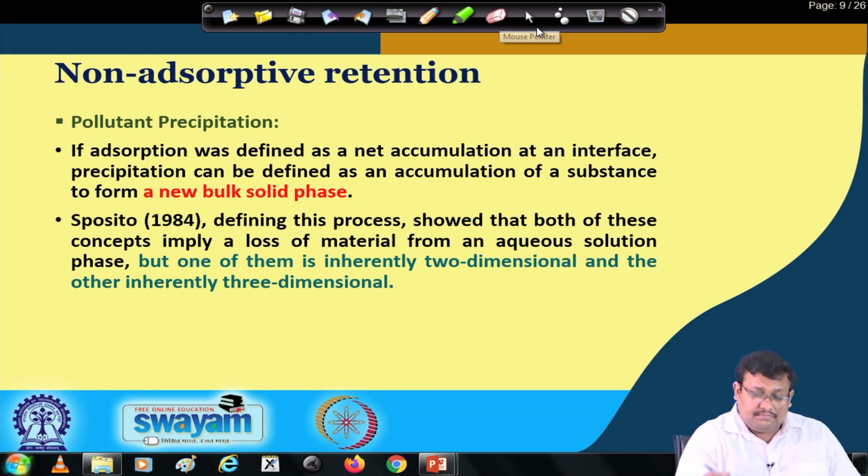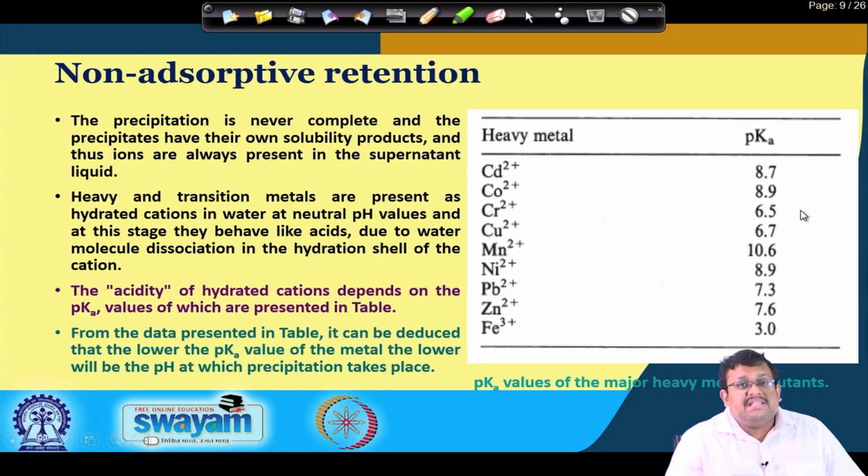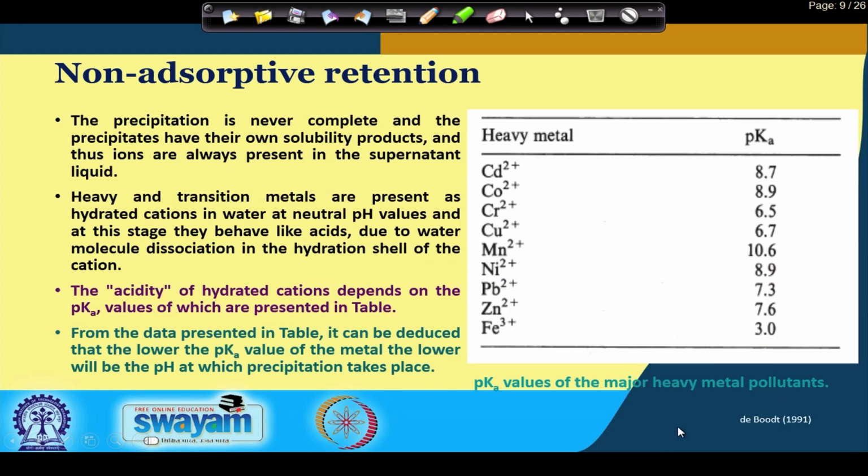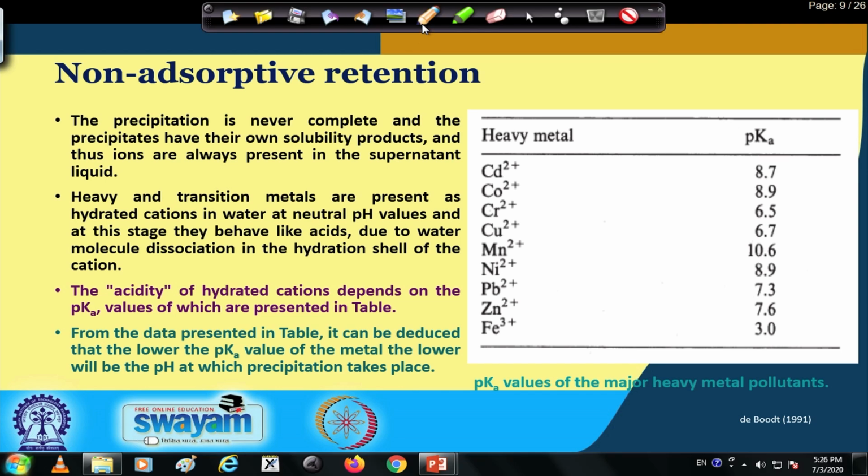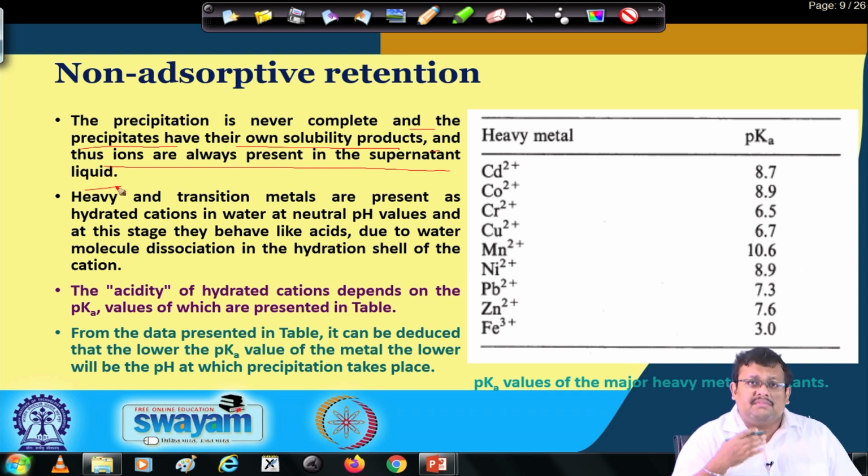Now, the precipitation is never complete, obviously. Precipitates have their own solubility products, and thus ions are always present in the supernatant liquid. So, precipitation cannot be completed, and the ions are always present in the supernatant liquid.